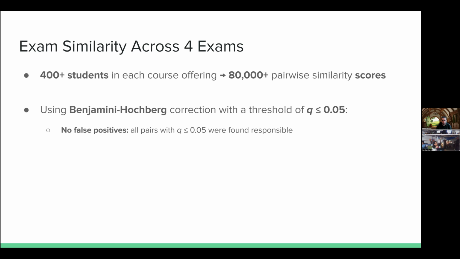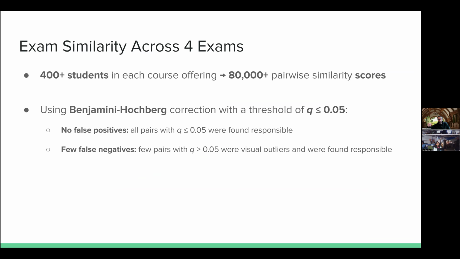So every single pair of students that I found with a corrected Q value less than 0.05 was ultimately found responsible after submitting the evidence, having them submit their statements to the Academic Integrity Office, going through the full hearing, etc. But I did have a few false negatives. There are a few pairs of students that had Q values greater than my significance threshold, but that were visual outliers in the MESS distribution, and I also looked at the red, yellow, and green count distribution and they were outliers in that, and were also ultimately found responsible after submitting the evidence and going through the full academic integrity hearing process.